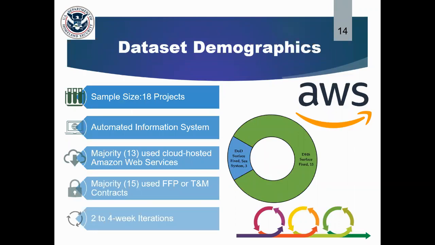Thank you. Just going over some of the data set demographics, just to get started. Most of this is a reminder. Our sample size was 18 IT projects, 3 of which were DoD Navy projects, and 15, the majority, were DHS IT projects. They were all classified as automated information systems. The majority used Amazon Web Services for their cloud. In terms of the contract type, the majority, 15 of those projects, used either firm fixed price or time and material contracts. And then in terms of the iterations, it was generally between 2 and 4 weeks.